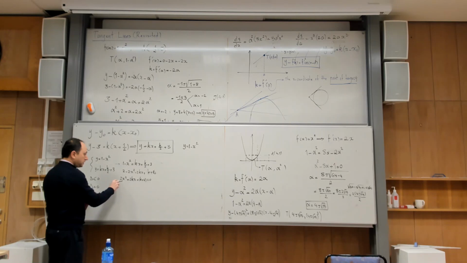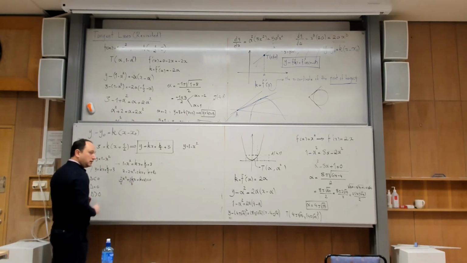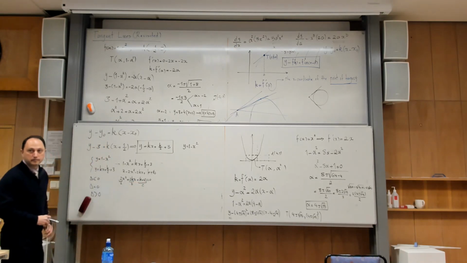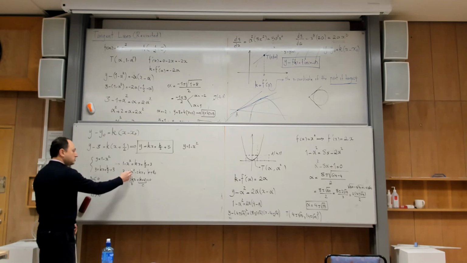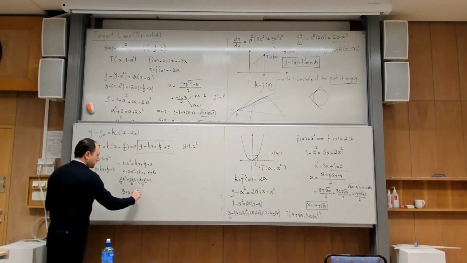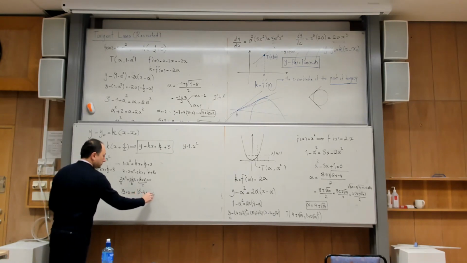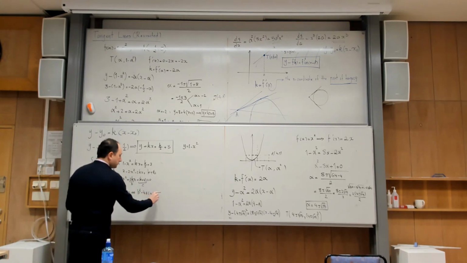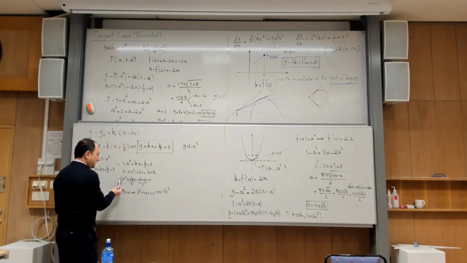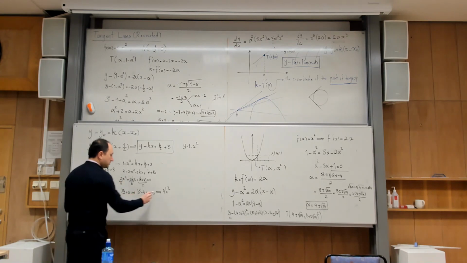This number is playing the role of A. This number is playing the role of B. And this number is playing the role of C. Delta equals 0. This means B squared minus 4AC should be equal to 0. B squared is 4k squared minus 4 times A times C. 4 times A is 8.